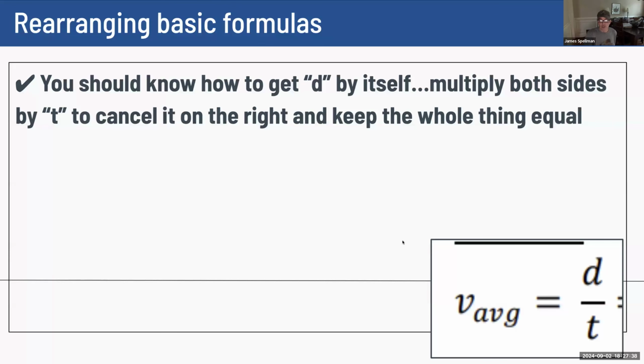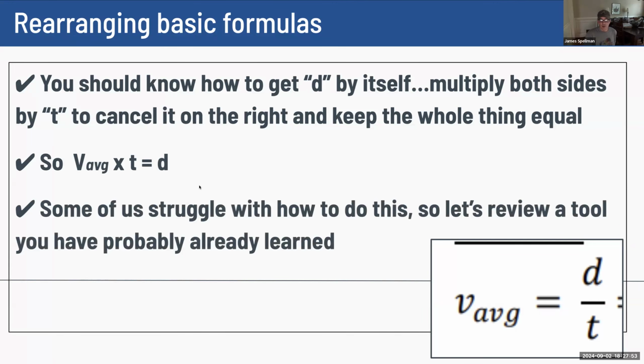And again, I'm going to run through these slides pretty quickly. So if I go too fast for you, please pause, rewind it, watch the slide again. So T would end up getting moved over to the left side. So D would end up being V times T. Again, a lot of us don't have a problem with being able to do that. But then again, some of us have a little bit more trouble moving things around and solving for variables.